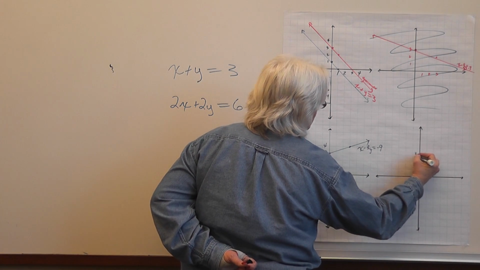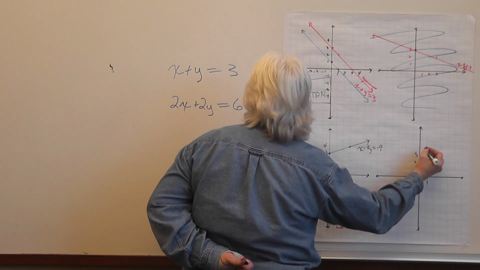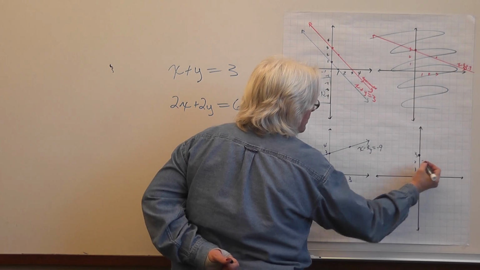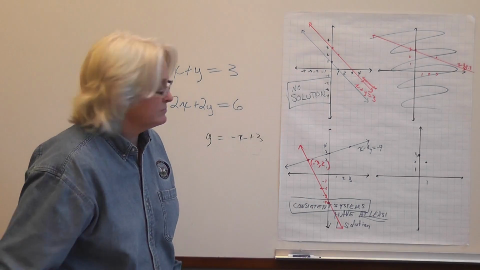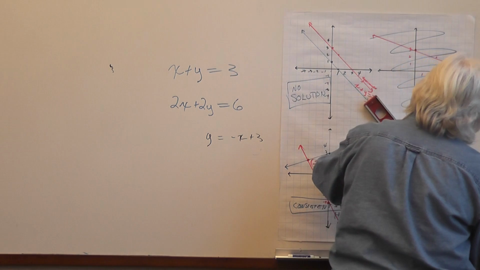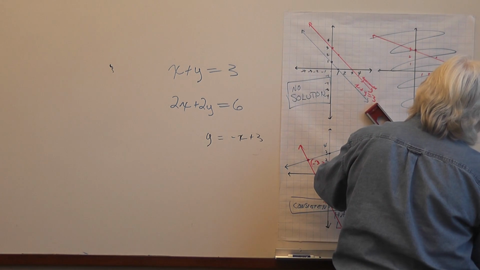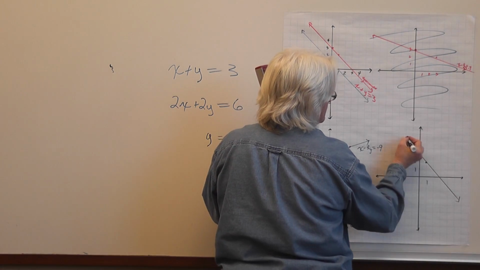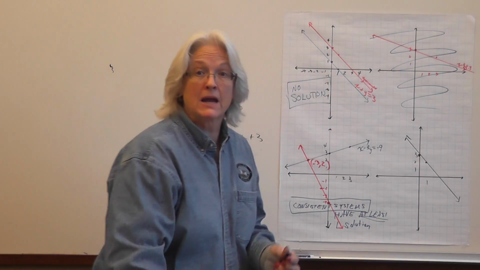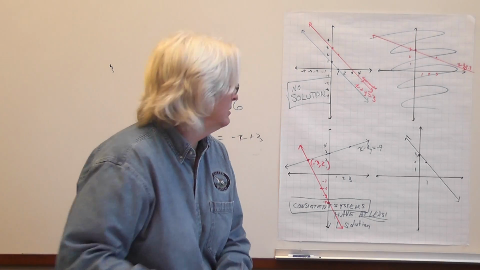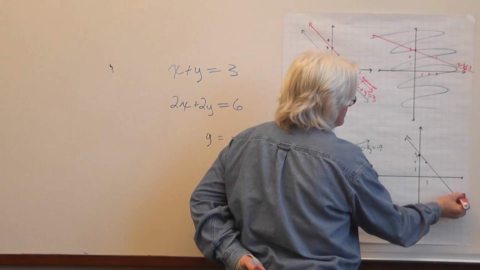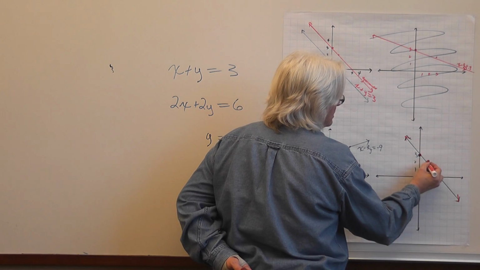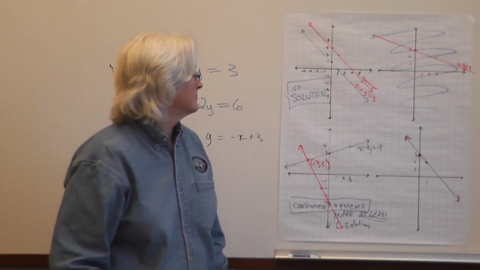1, 2, 3. The y-intercept right here is 3, with a slope of -1. Here's the first equation. And then the second equation simply lies down right on top of it, because you have a y-intercept of 3 and a slope of -1.